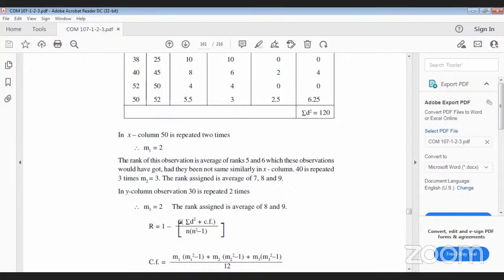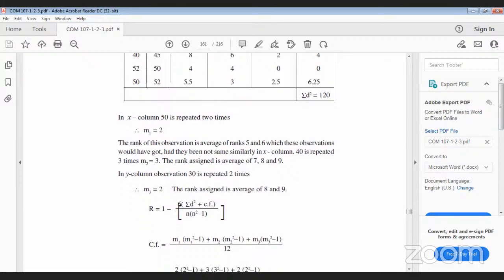So here the correction factor is equal to m1 into bracket m1 square minus 1 bracket complete, plus m2 into bracket m2 square minus 1 bracket complete, plus m3 into bracket m3 square minus 1 bracket complete, upon 12. This is the formula.